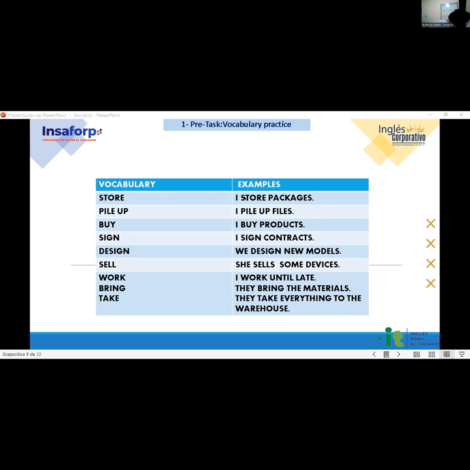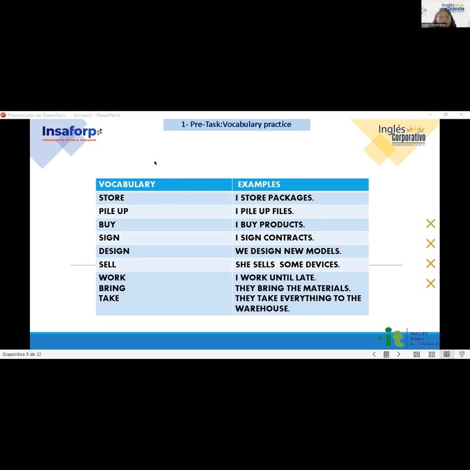What's the meaning? Ajá, Marlene. ¿Qué significa en español? Yo lo conocía como la traducción de la palabra tienda. Ajá, almacenar. I store packages. Okay. Let's see the second one.